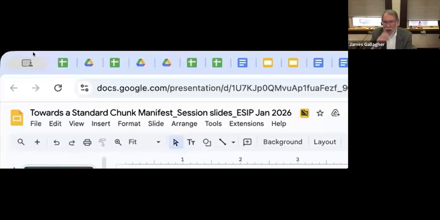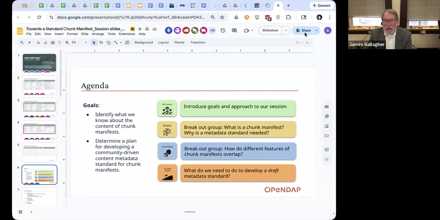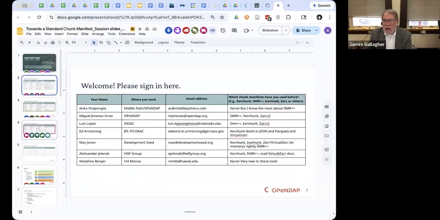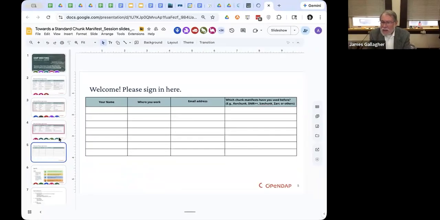So, agenda. First of all, we're going to go through an introduction, goals and approach. The overall intent of this is to bring together a group of people who will work over about a 6-month period to develop a content metadata standard for chunks, or for the chunk manifest, as it were. We're going to do this by splitting up into breakout groups and talk about a couple of things. Talk about what are chunks and why a standard might be necessary.